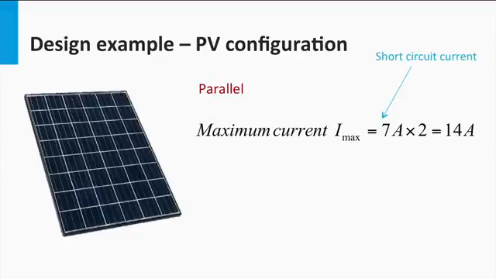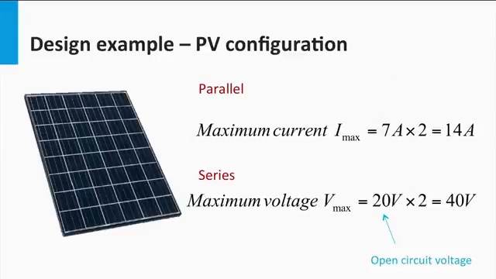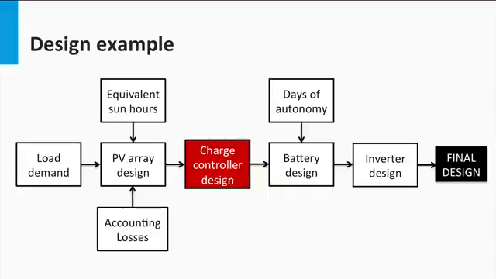Now let us look at the possible PV configurations. The maximum allowable current and voltage rating can be found by assuming these scenarios. If the two panels are connected in parallel, then a maximum current of 2 times the short circuit current is possible, which in this case is 14 amps. On the other hand, if the two panels are connected in series, then a maximum voltage of 2 times the open circuit voltage is possible, which will equal 40 volts.